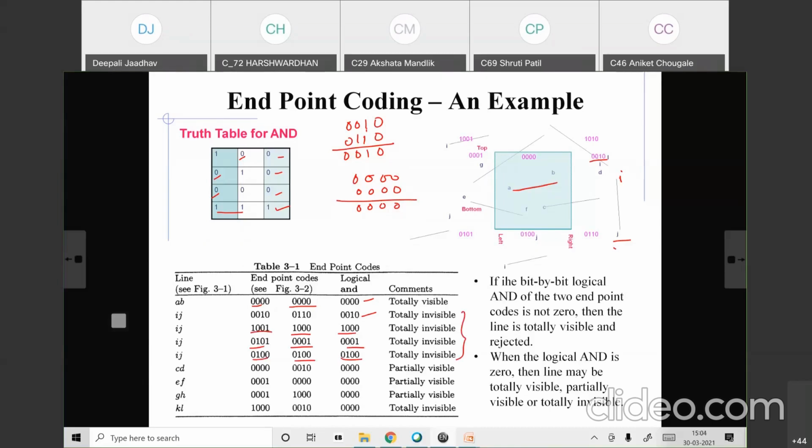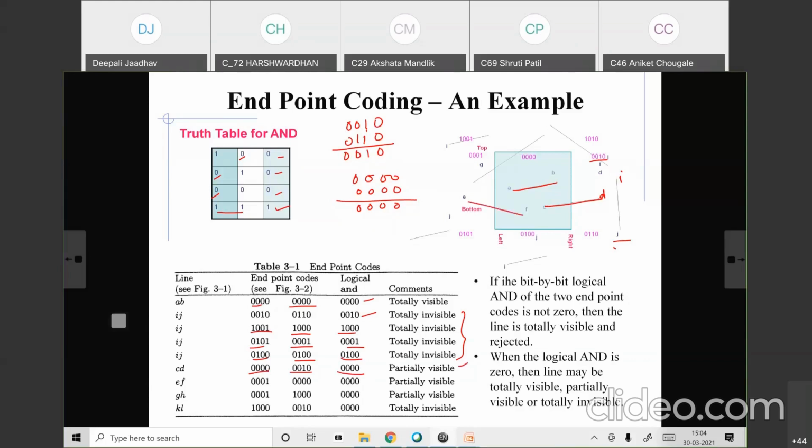Now here, CD is performed. The line CD, this one. For line CD, C is interior, so all bits are 0, and D is on the right hand side. On the right hand side means only 0010, the second bit becomes 1. When we perform the ANDing of this, the output is 0. Now what we observe here is that this line is partially visible.